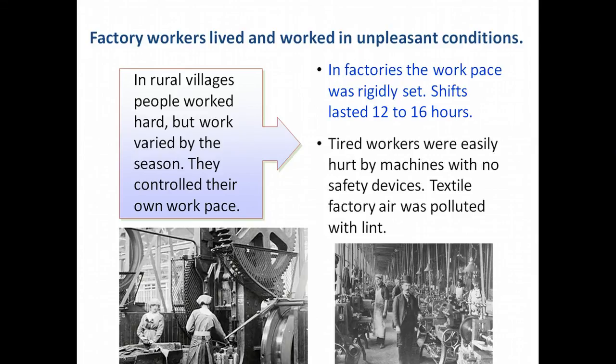Oftentimes, especially with lack of safeguards on heavy machinery, workers would be hurt by these machines. Their clothing might get caught and they might be pulled into a gear or something like that. They were breathing in dust and lint if it was a textile factory. As a matter of fact, if you'll look on this picture here on the left, you do see this must have been later in the industrial period. You'll see some guards on these gears, but in the beginning those guards would not have been in place, and with the type of clothing that would have been worn, it might have been dangerous if someone wasn't paying attention to get caught up in that machinery.